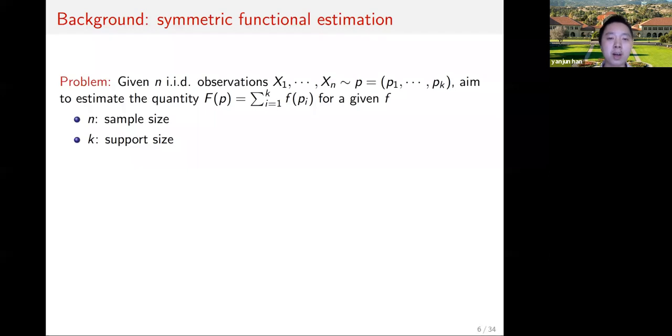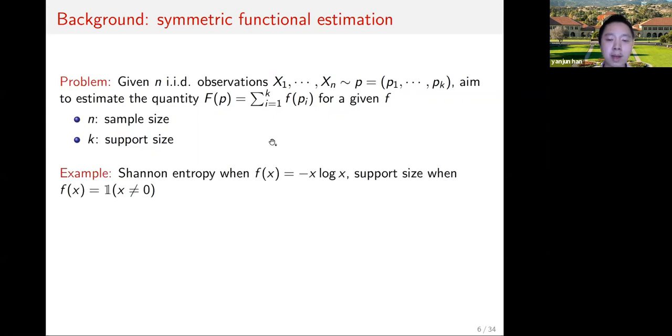So what is the problem of symmetric function estimation? The problem is as follows. Suppose the learner has n i.i.d. observations x1 to xn drawn from a discrete but unknown distribution with support size k, and the learner aims to estimate a quantity written as a sum of a function f applied to each pi, for a given function f. For such a quantity, we will call this a functional of the distribution. And in this case, n will denote the sample size and k will denote the support size. These are two important parameters in this scenario.